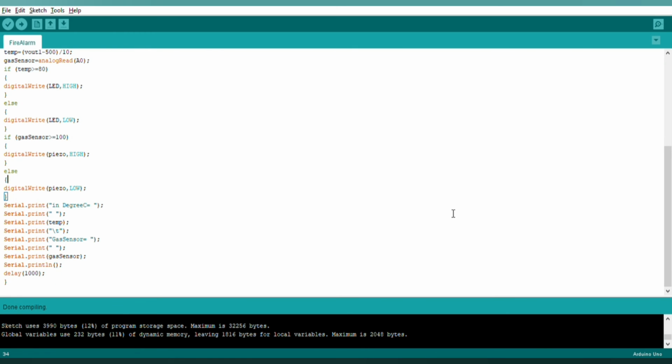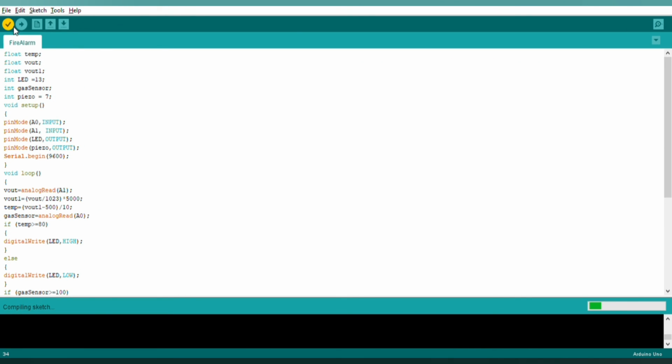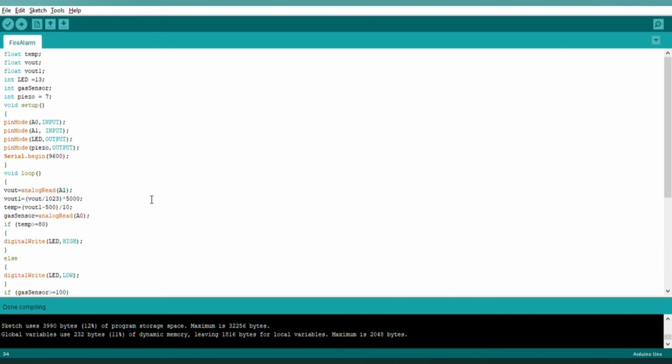I have copied my code here and now I will verify it. So it is now compiling. The compiling is done and there are no errors in my circuit. So my diagram is complete.